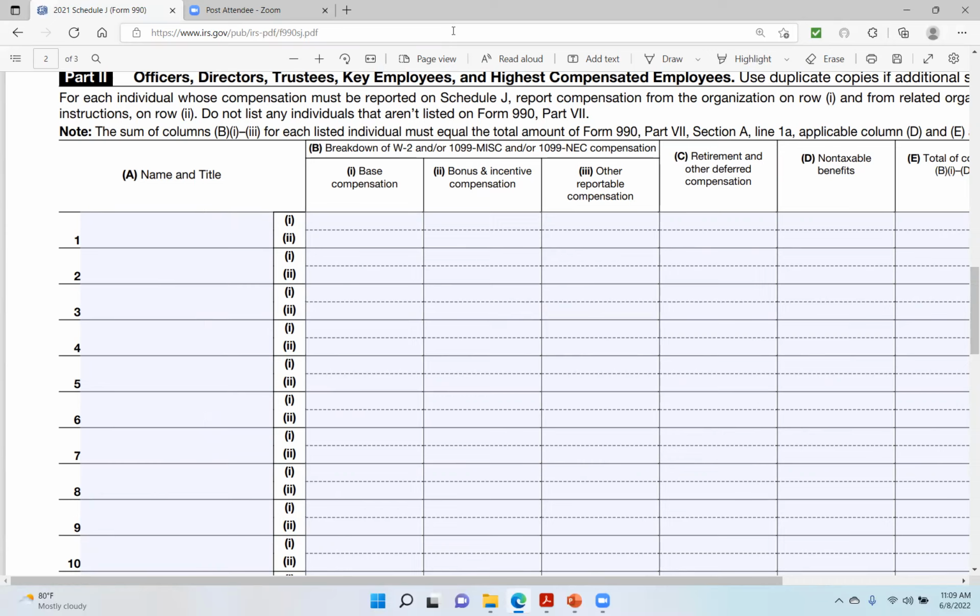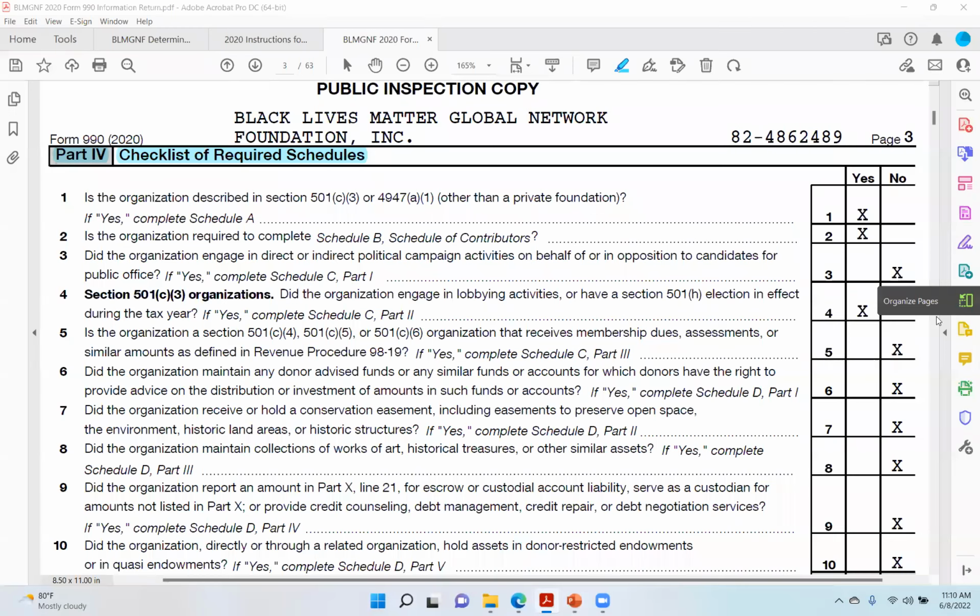So I have switched over to the Black Lives Matter Global Network Foundation Form 990 information return. We are on Part 4, which is the checklist of required schedules. This is for public inspection. Anybody should be able to read or have access to this document. So let's take a look at it.